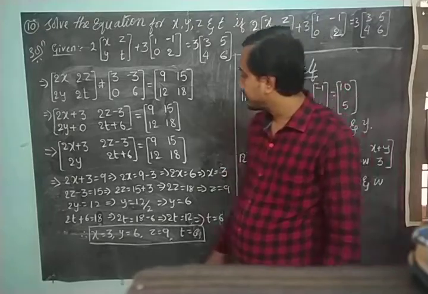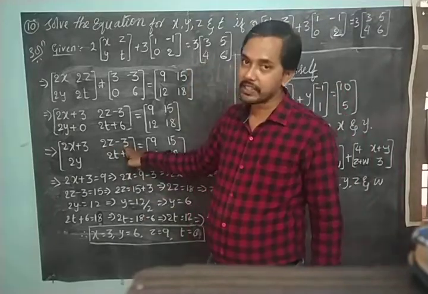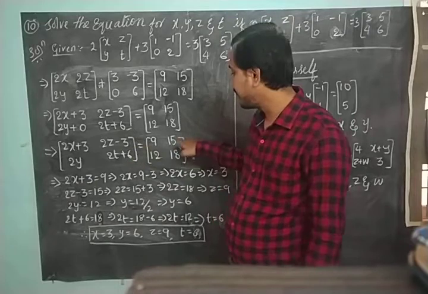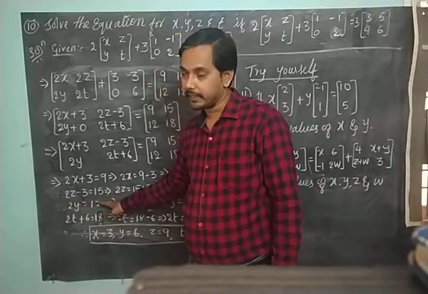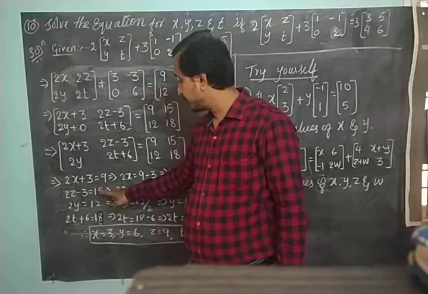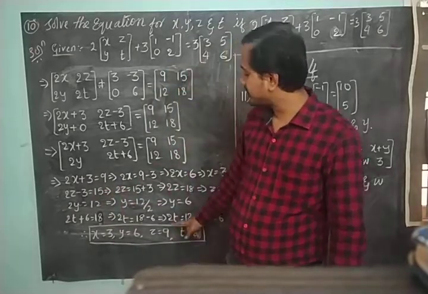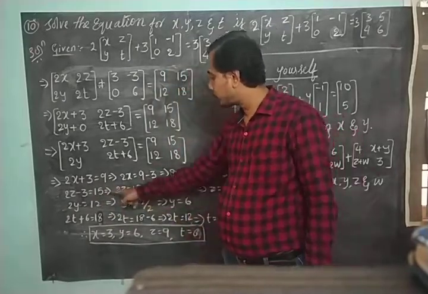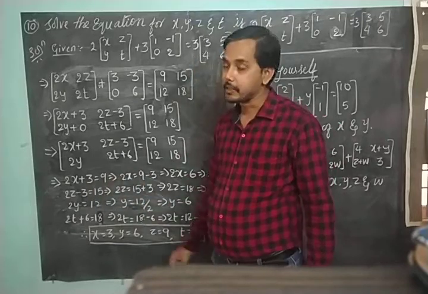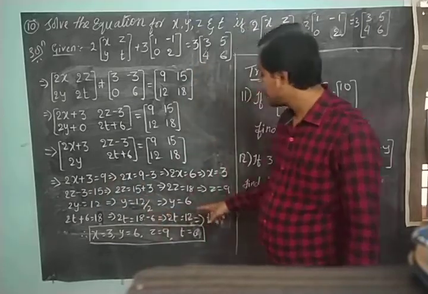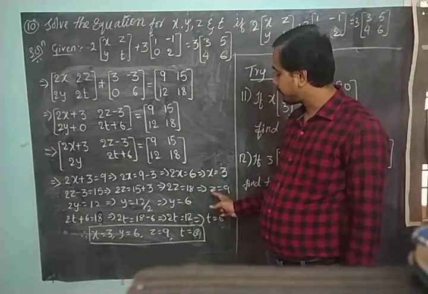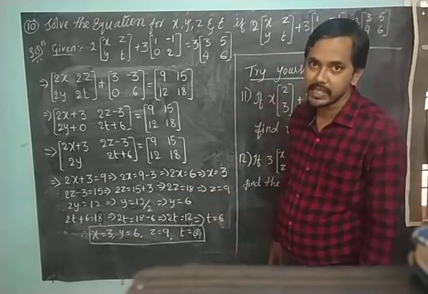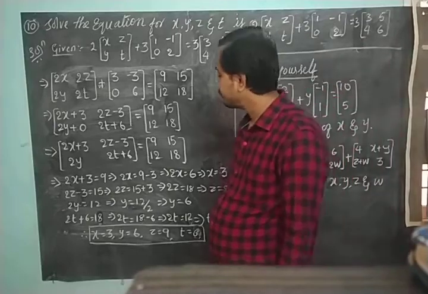Similarly 2z minus 3. What is its corresponding element? 15. So I can write 2z minus 3 as equal to 15. Shifting 3 on the other side, it becomes plus 3. So 2z will be equal to 15 plus 3. So what is 15 plus 3? 18. That is 2z is equal to 18. So z will be equal to 9. When 2z is 18, z is 9. Right?